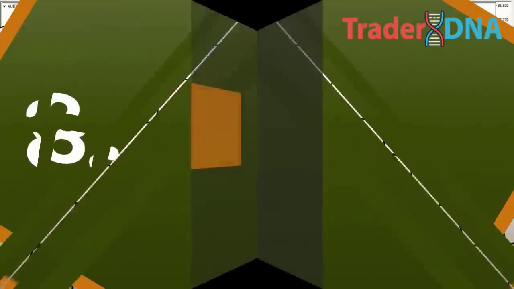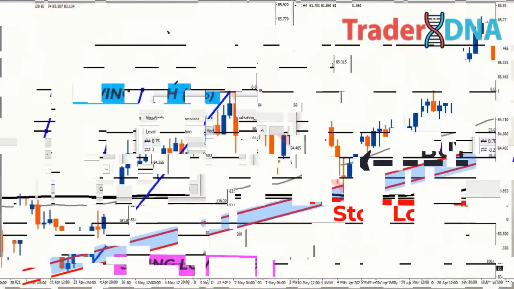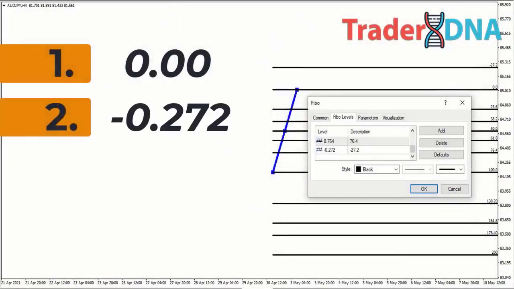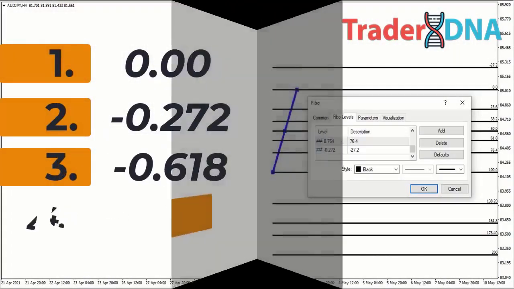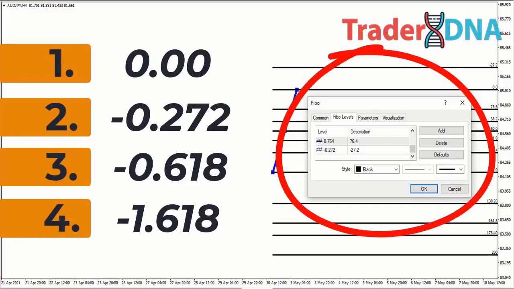Rule number 8. Your target levels. What are Fibonacci target levels? The Fibonacci targets are great because they provide great exits in a trend. The most important Fibonacci targets are: first, 0.00. Second, minus 0.272. Third, minus 0.618. Fourth, minus 1.618. You can add these targets by clicking on your Fibonacci properties and then adding these levels to your Fibonacci retracement tool. Make sure to add the minus sign.